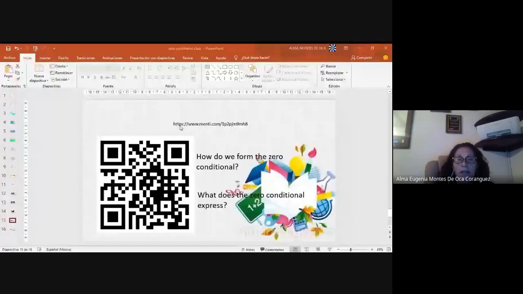Sorry, I'm going to share my screen. Remember, this is the QR code or the address, and you have to answer these two questions. How do we form the zero conditional, and what does the zero conditional express? This is your homework. Please, you have to copy the mind map about this, all the words.